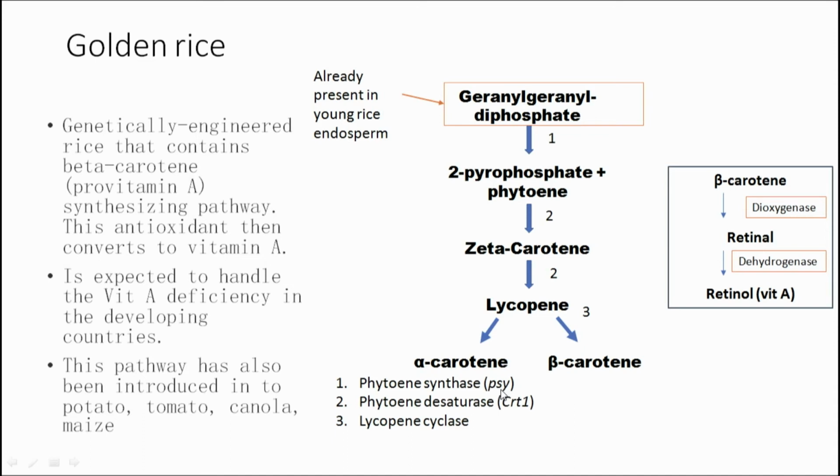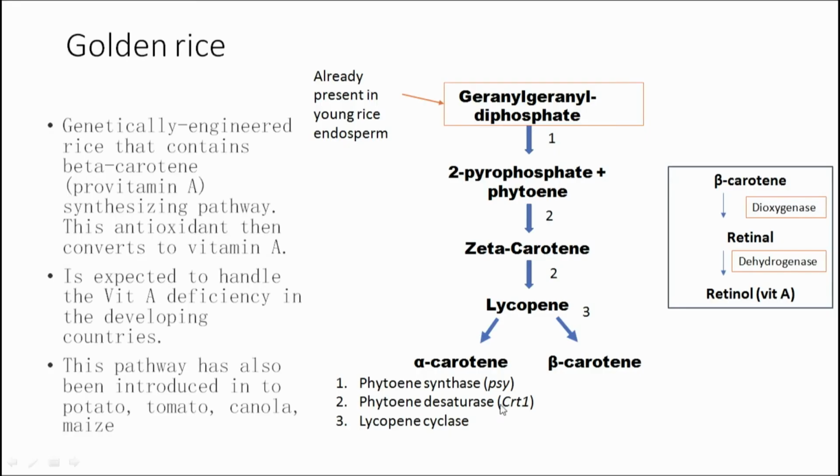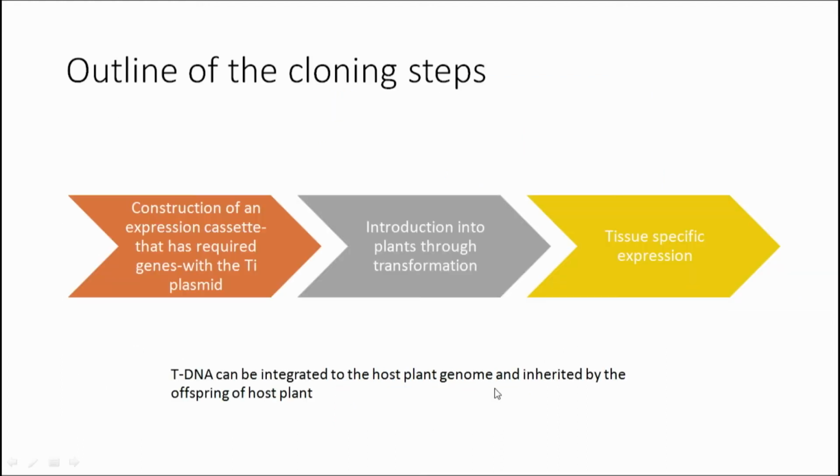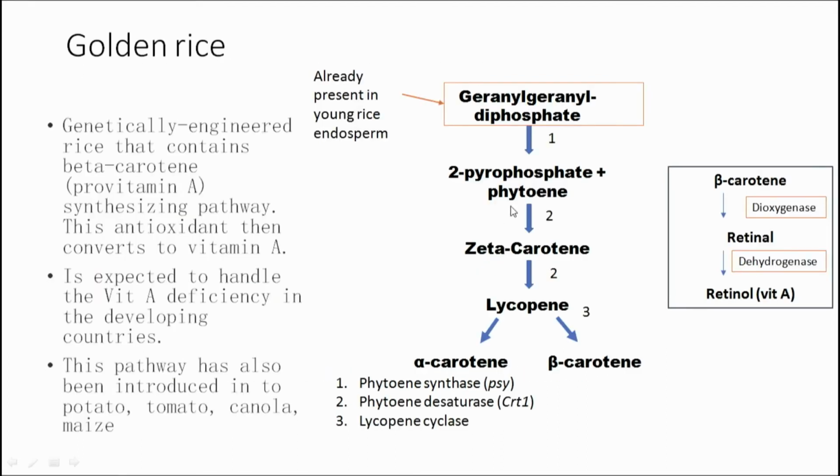So, that is a convention by and large, that whenever you are trying to write the name of a gene, which is normally given a 3-lettered code, like PSY stands for a gene which codes for a protein phytoene synthase, then you are going to put it in italics, because then you know it is basically a gene. So, the first enzyme is the phytoene synthase, which converts this substrate into 2-pyrophosphate plus phytoene.